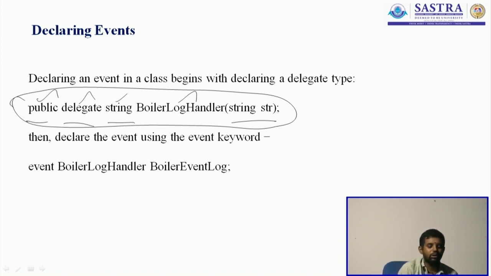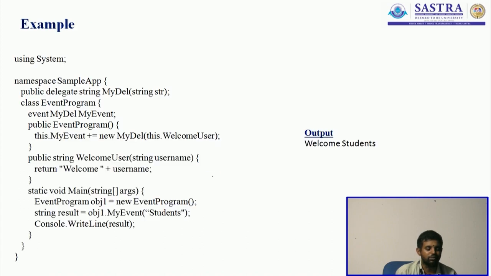Fine. Then how is it integrated along with events? We specify the keyword event, then the delegate name, followed by the event name, and the method we want to call should be expressed. You can understand very well how this can be used along with events with one simple example. A full-fledged example is going to be there.